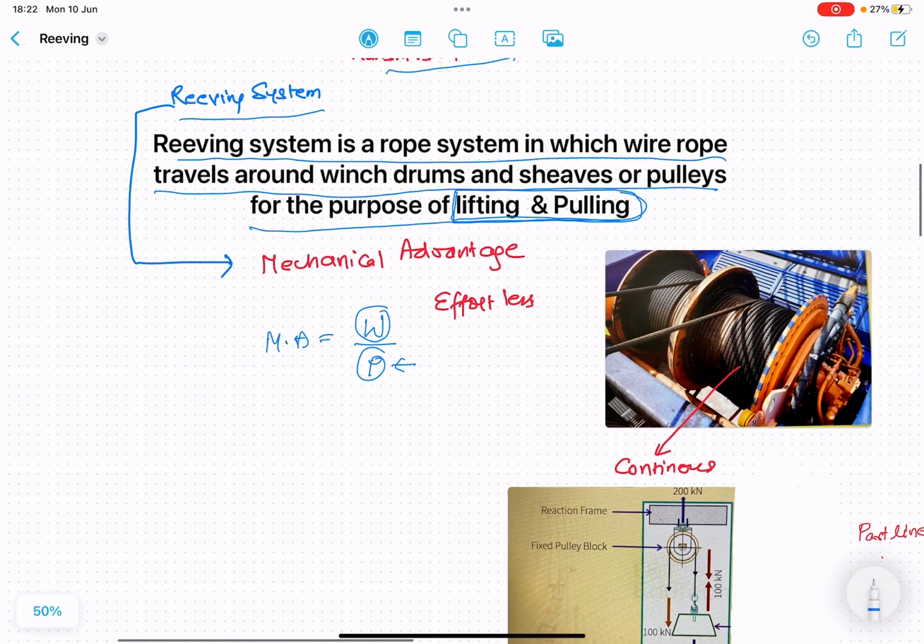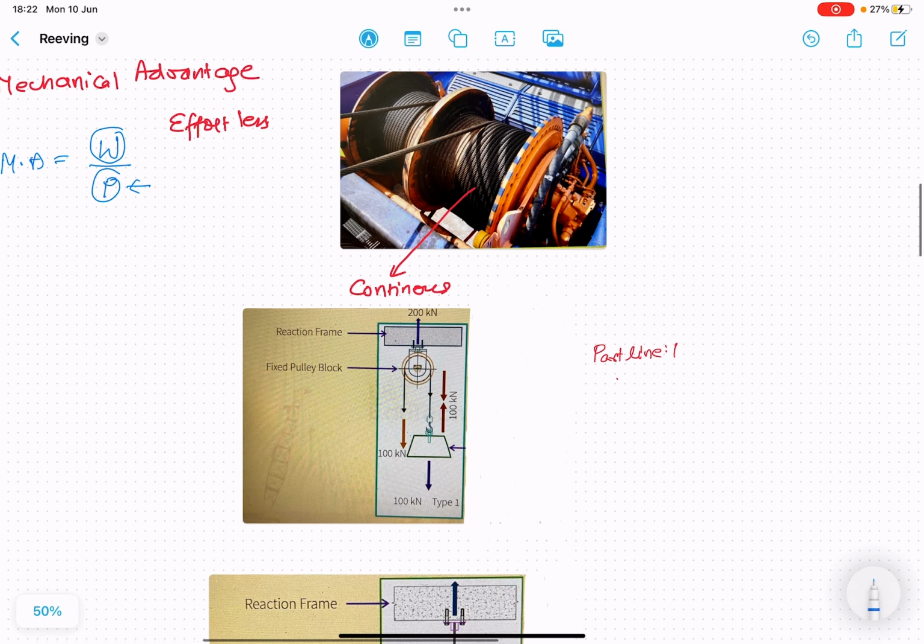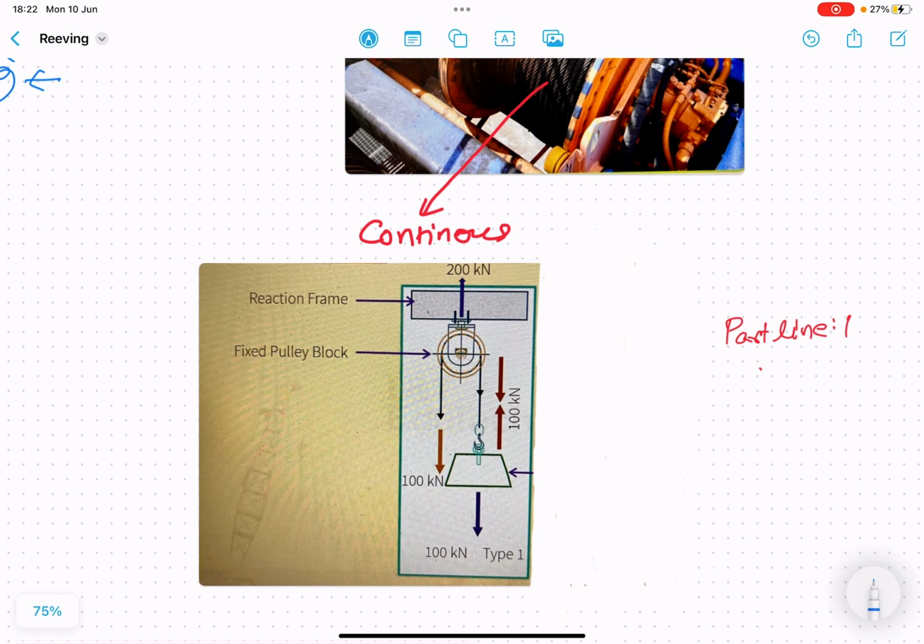We will understand simple cases and get to know what exactly reeving is and what exactly part lines are. This is the reaction frame. This is the simple case, like this.